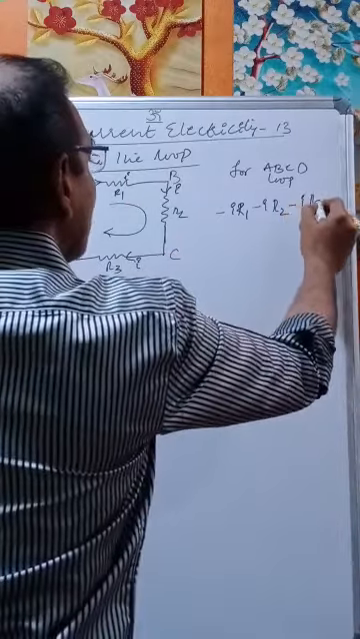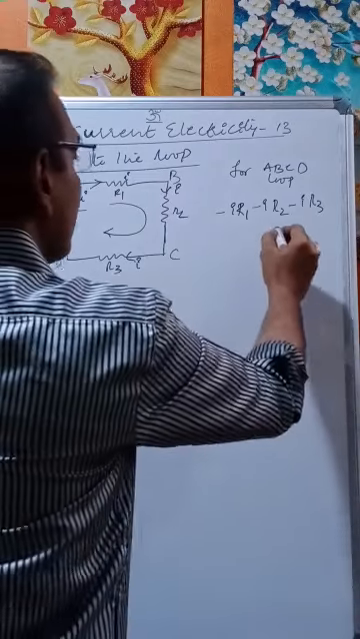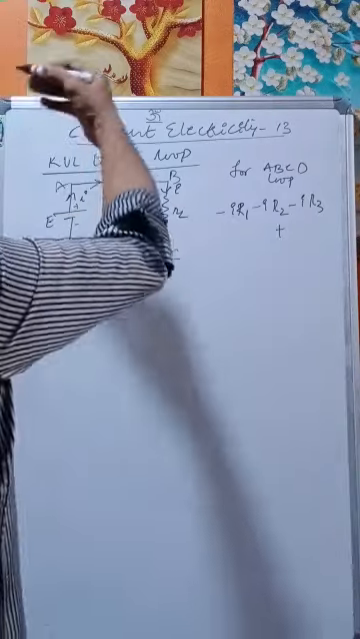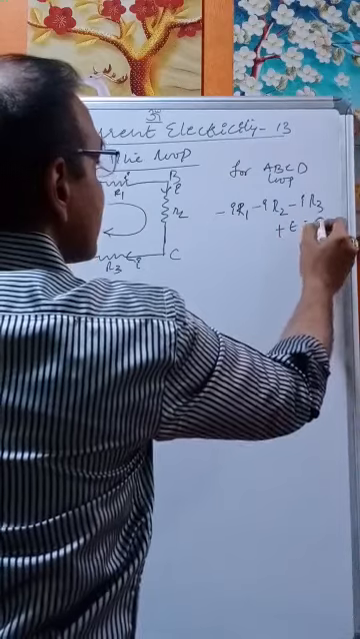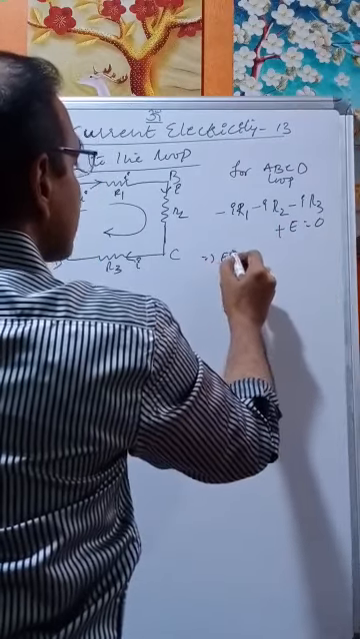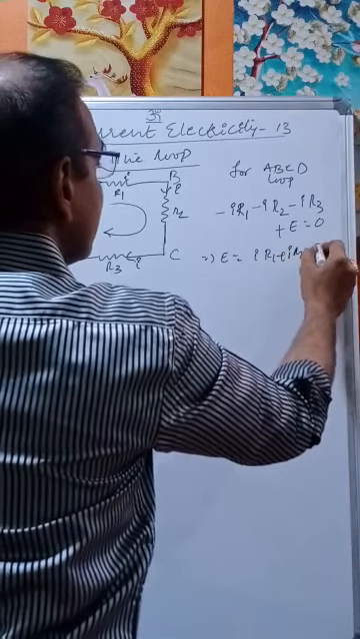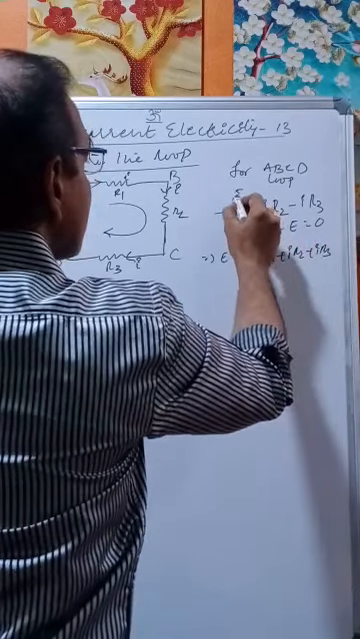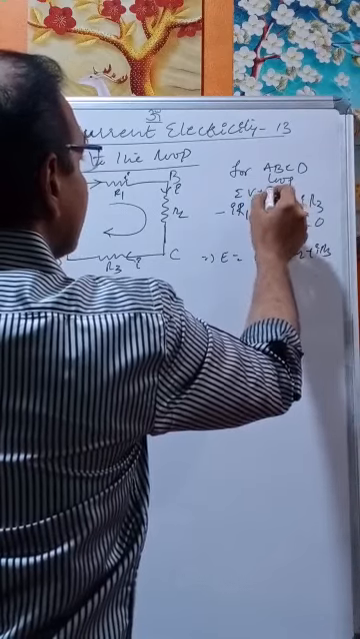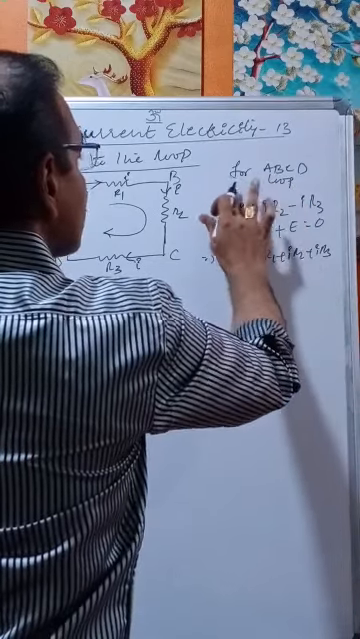We are moving from negative potential to positive potential, from lower potential to higher potential. Therefore, plus E. So minus IR1 minus IR2 minus IR3 plus E is equal to 0. This implies E is equal to IR1 plus IR2 plus IR3. Or we can take it as sigma V plus sigma IR is equal to 0.